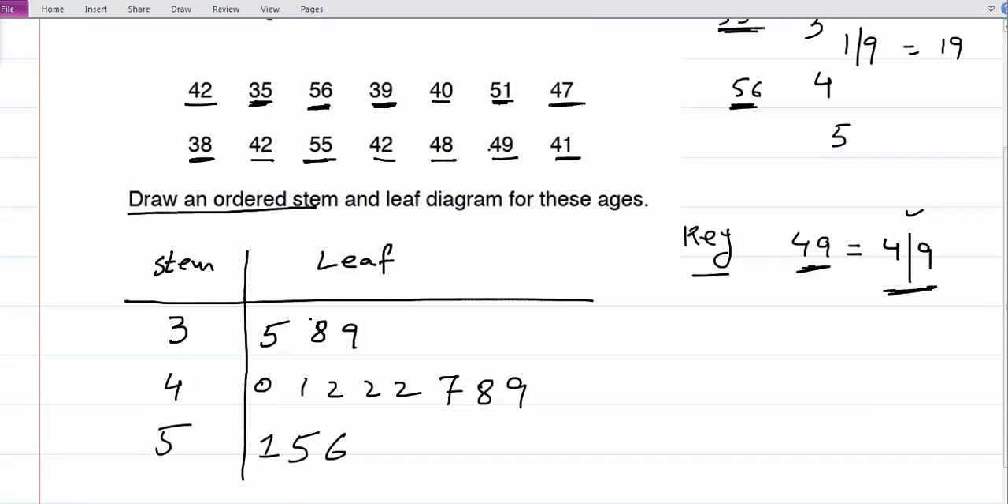Okay. Let's take another example here. It's about the stem and leaf diagram. Just give me 1 minute, please.